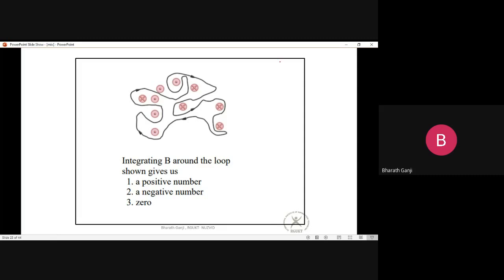So there is a loop like this. In this loop, there are many currents here. So the cross indicates the current is going into the page, and the dot indicates the current is coming out of the page. So I'm asking you, what is the loop integral of b bar dot dl bar on this path? What will b bar dot dl bar on this path be? Will it be a positive number or a negative number or zero? And assume all currents are of equal magnitude.